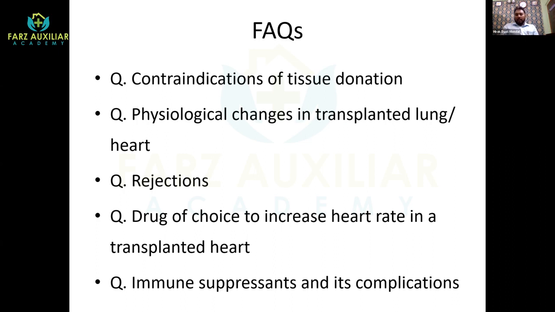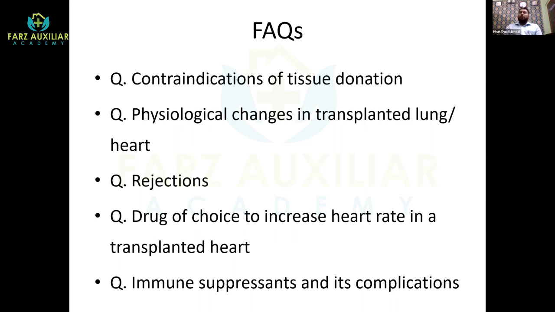This is often asked. It has been asked previously in EDIC exams. Because of cardiac denervation, you have to give isoprenaline, or you can give ephedrine. Isoprenaline is the drug of choice. Atropine will not work. In a transplanted heart, the heart rate usually doesn't vary much. It remains around 90 to 100 in the post-operative period, because there is no autonomic innervation in a transplanted heart.